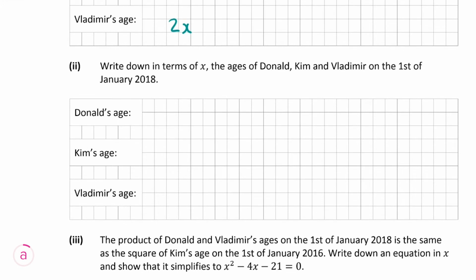Moving on to part 2, we're asked to write down in terms of x the ages of Donald, Kim and Vladimir in 2018. Now since 2018 is 2 years after 2016, Donald's age is now x plus 2. This means that Kim's age is x plus 5 plus another 2 years, which is equal to x plus 7. And adding 2 onto Vladimir's age gives us 2x plus 2.